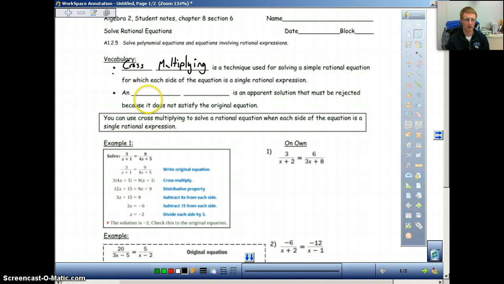expression. And then the other one is going to be an extraneous solution, which we've said over and over again. Now remember, extraneous means the solution that does not work. It must be rejected. Extraneous solution is an apparent solution that must be rejected because it does not satisfy the original equation. Okay, so let's just get into these examples.